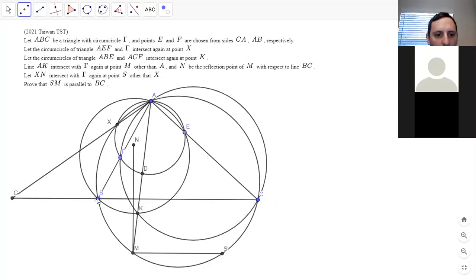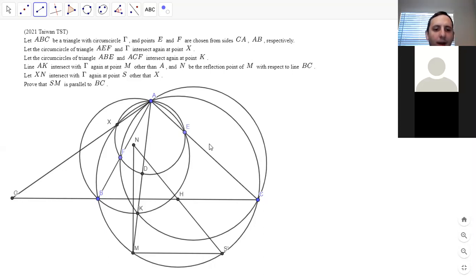Michael, I think if we prove XM is the symmedian of triangle XBC, then we will solve the problem. Oh, really? So XN is the symmedian? No, XM. And then XN will be the median. Okay, interesting. If we could prove XM is the symmedian, so when we reflect M over BC, then XN will be the median, and that will solve the problem.